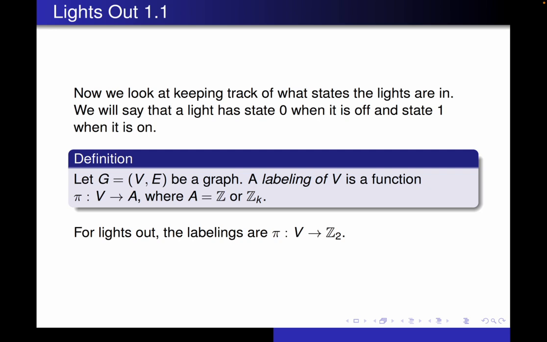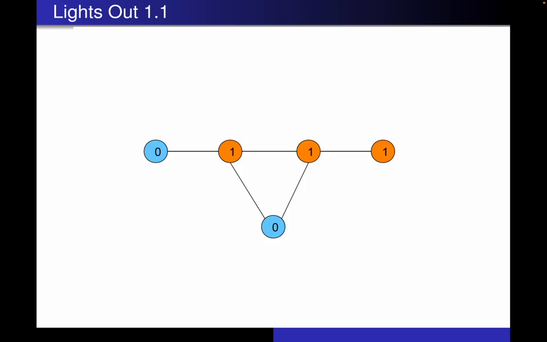So for Lights Out, we are looking just at 0 and 1. 0 is off, 1 is on. And so we're looking at labelings from V to Z2, because Z2 just consists of 0 and 1.